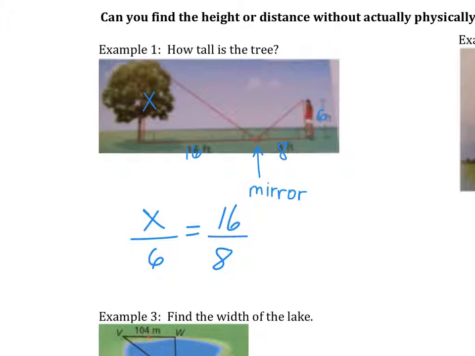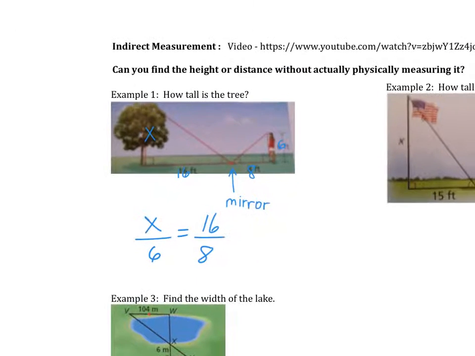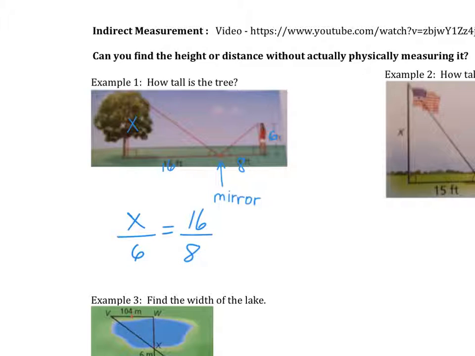So just like we do with the regular polygons, you can solve these with proportions. Cross multiply and solve. I think you get 12. So you need to say 12 feet tall.